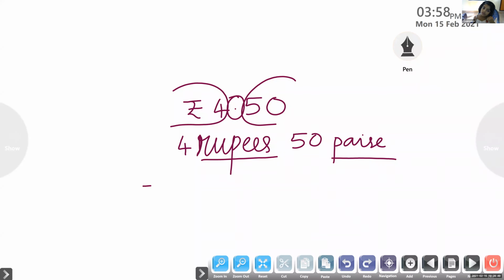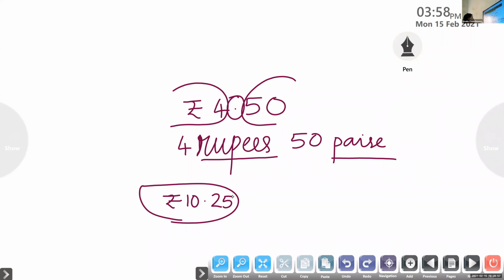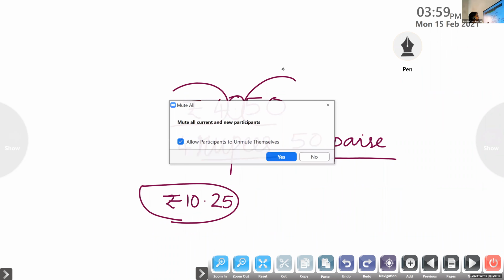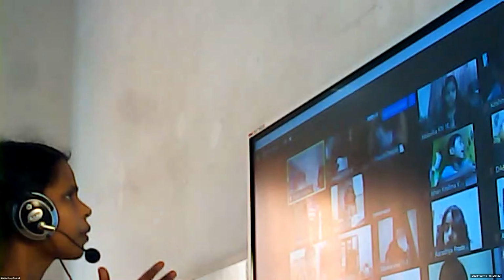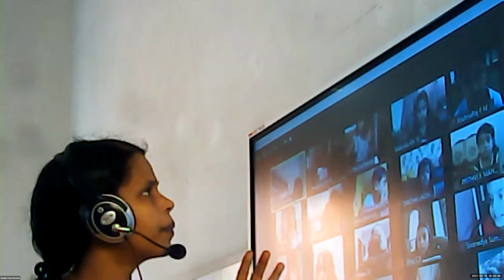Okay, now let me write another one. How will we read this? How many rupees? Ten rupees. Very good. Ten rupees, twenty-five paisa. Here also we can see money is written in rupees and paisa, and the paisa and rupees are separated by a dot. So money comes in the form of coins and notes, and money is written in rupees and paisa separated by a dot. Is it clear to you all? How are we writing money? Money is written in rupees and paisa separated by a dot.